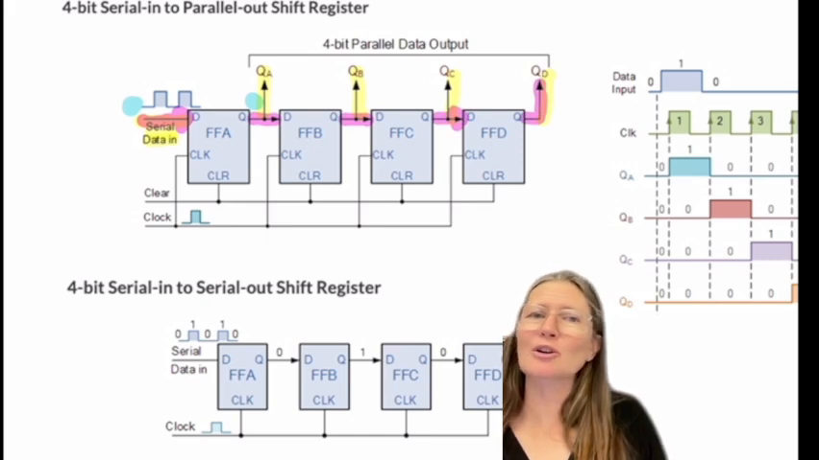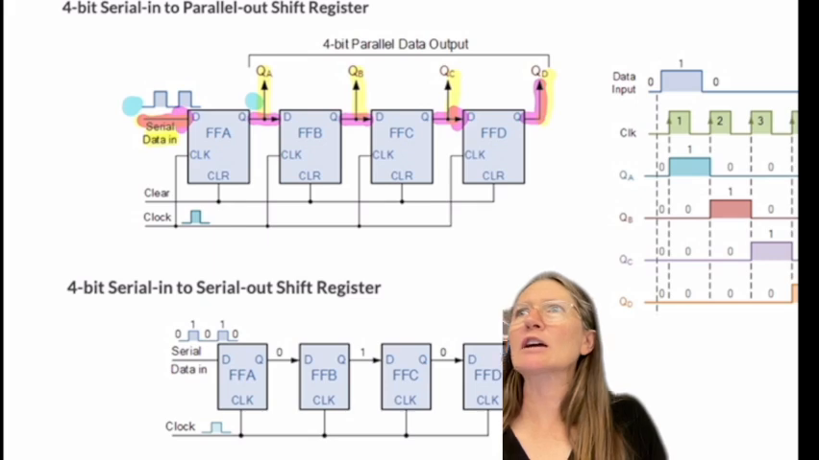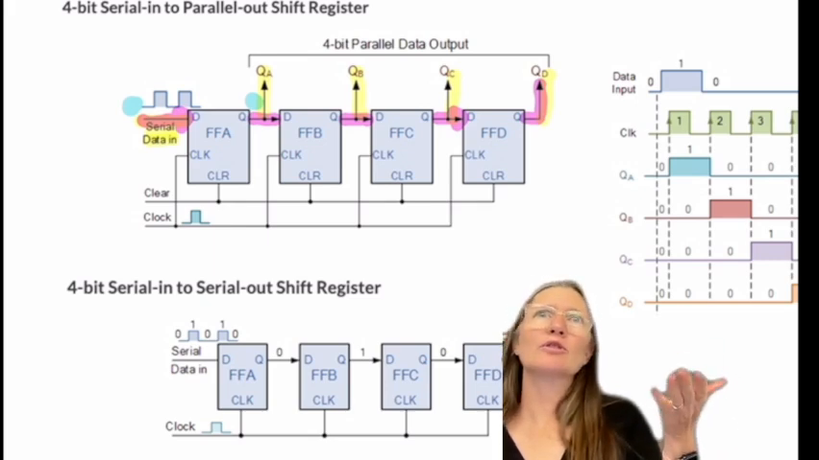So how many clock cycles do you need to be able to read accurately what this is? Correct, you would need 4.